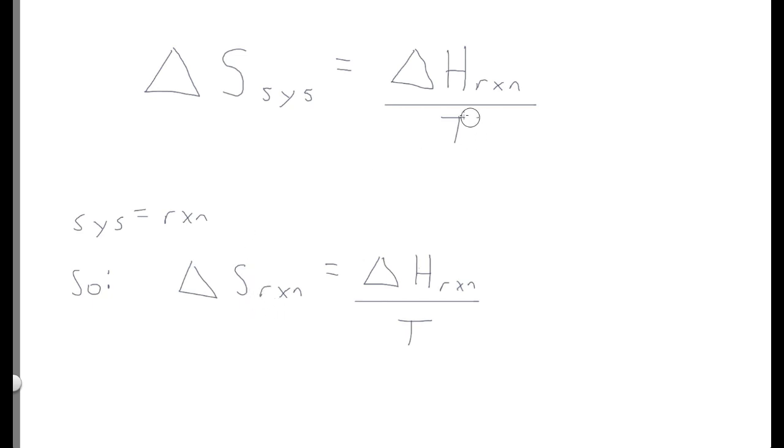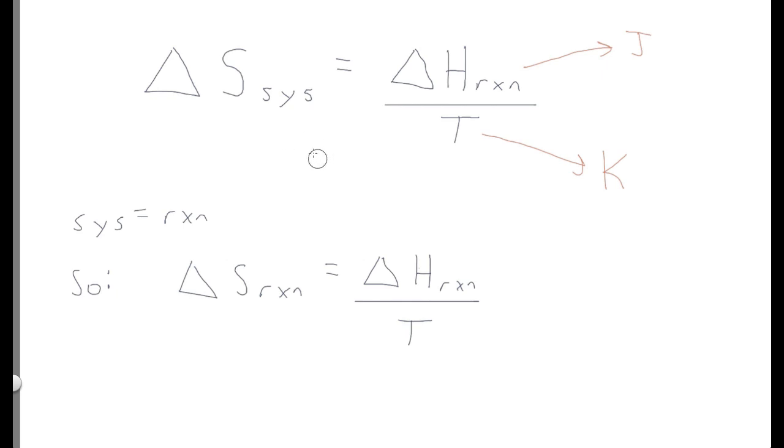All right, and what do you think this symbol stands for? Temperature. That's right. What would be the units for this? Kelvins. That's right. What would be the units for this? Joules. Good. So can you tell me what are the units for entropy? Joules over Kelvin. That's right.